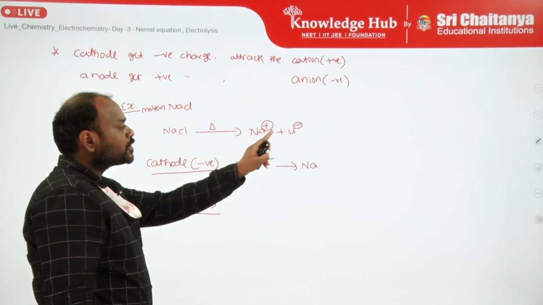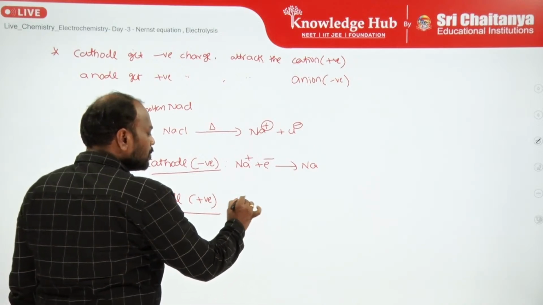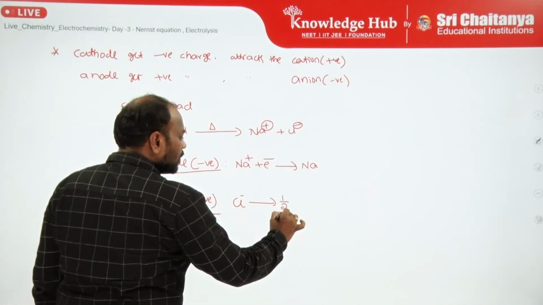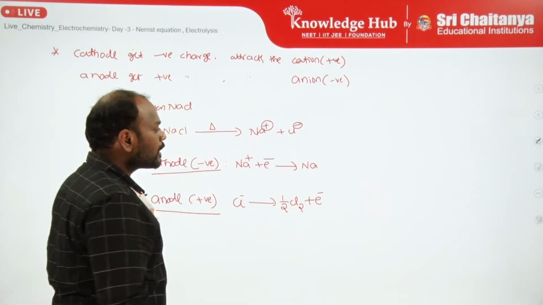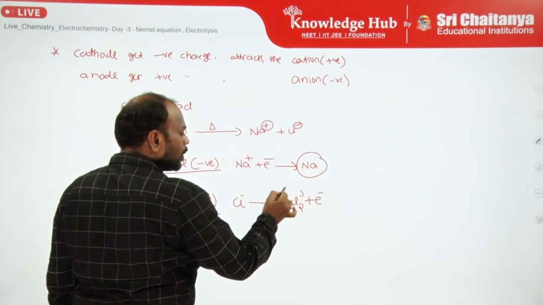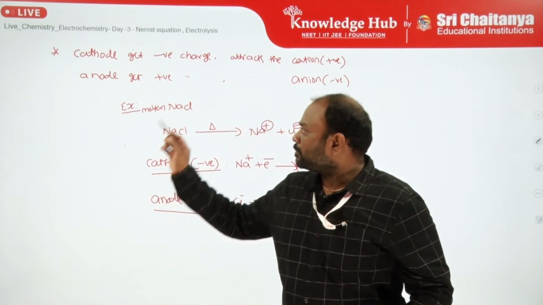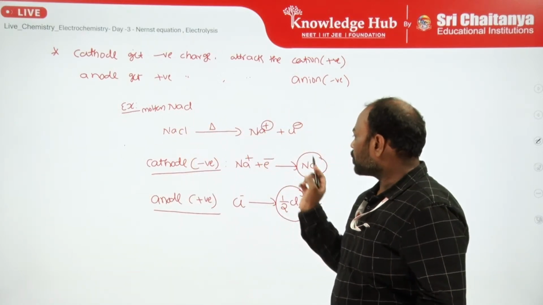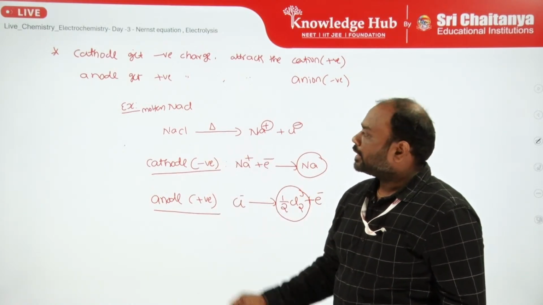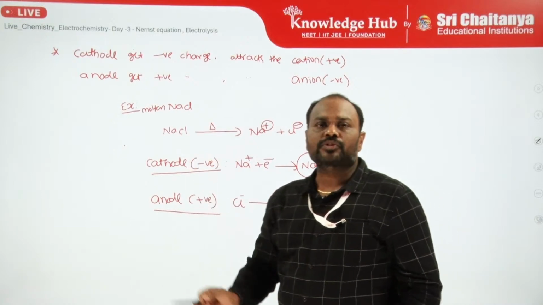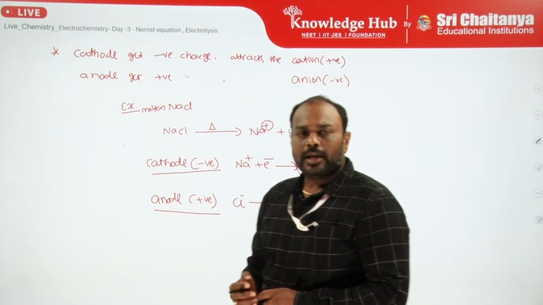Whereas the negatively charged ion is attracted towards the oppositely charged electrode, that is, Cl⁻ turns to half Cl₂ plus an electron. So by passage of current, what do we get here? Sodium and chlorine. These are the parent atoms for which compound? Sodium chloride. Sodium chloride is produced from sodium and chlorine. So parent atoms are produced by passage of current. That's why this whole phenomenon is known as electrolysis. Okay, remember this.